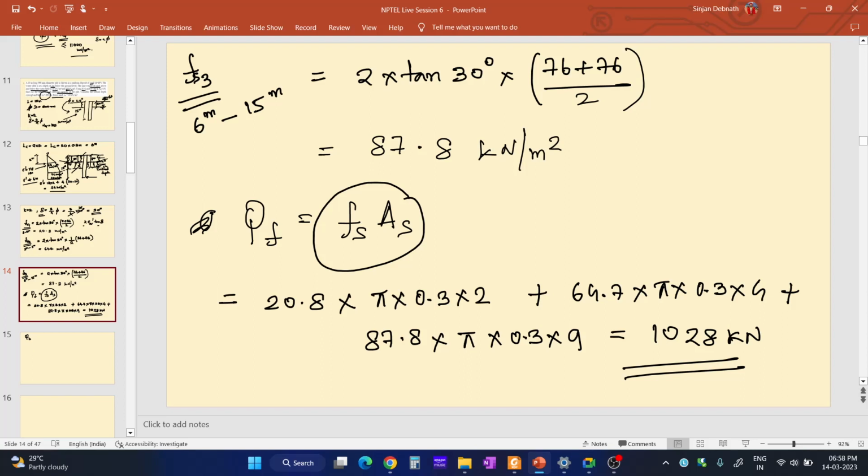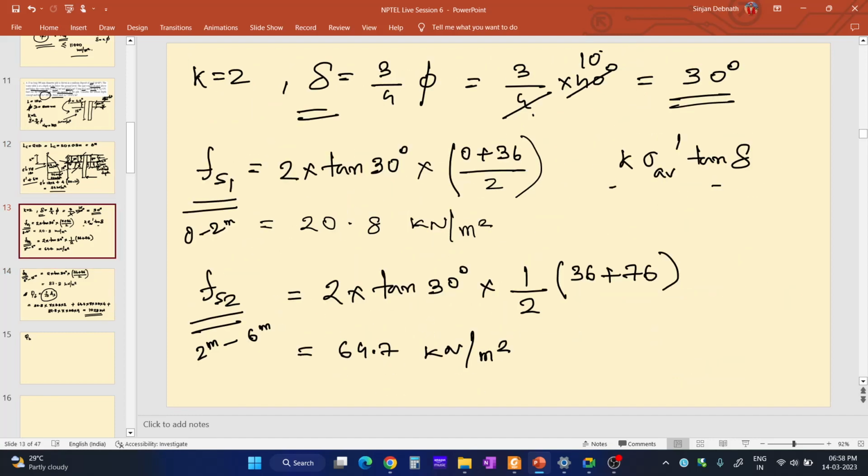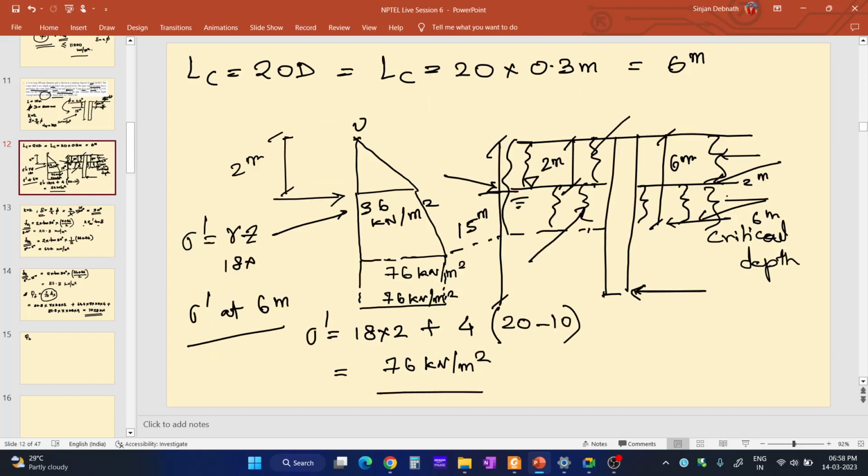Okay, sir. Now after that, I am finding out the total end bearing resistance. The overburden pressure at the tip of the pile, that is at the base of the pile. We have considered that overburden pressure is constant after the critical depth. Beneath the critical depth, overburden pressure is constant. That overburden pressure is 76 kilonewton per meter square, right?